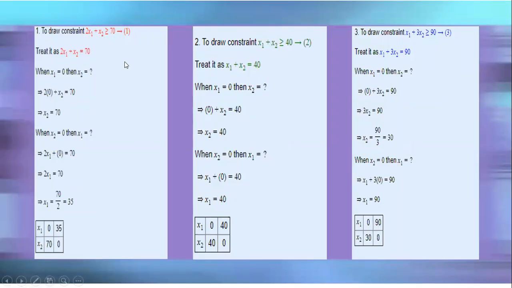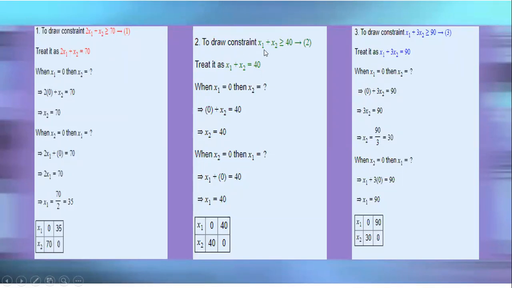The first step in the graphical method is to convert the inequality into an equation by substituting the equal sign. Put x1 equal to 0 in that equation and get the value of x2. Next, put x2 equal to 0 in the same equation and get the value of x1. From the first constraint, we have the coordinates (0, 70) and (35, 0). x1 should be plotted along the x-axis and x2 along the y-axis.